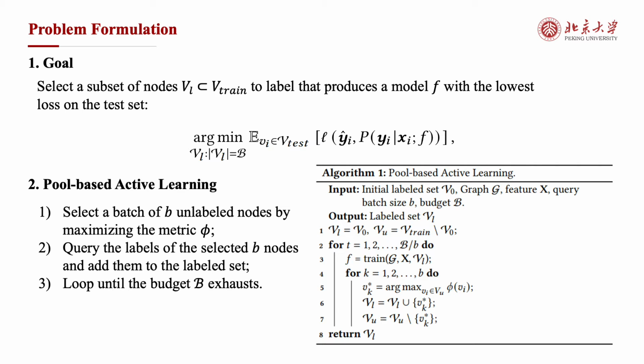In this work, we follow the setting of the pool-based active learning. First, instead of selecting all the nodes only once, each iteration, it selects a batch of unlabeled nodes that maximize the metric phi. Then, query the labels of these selected nodes from the oracles and add them to the label set. We continue these two steps until we have selected a budget of B nodes. Note that the final performance of an active learning method depends on the design of the metric phi.